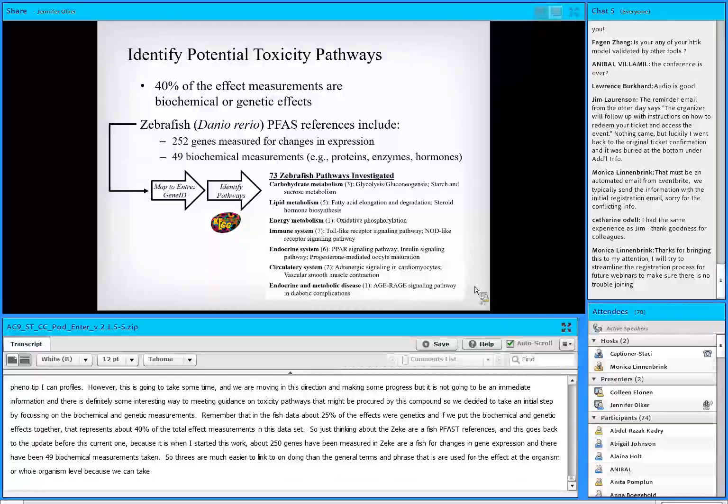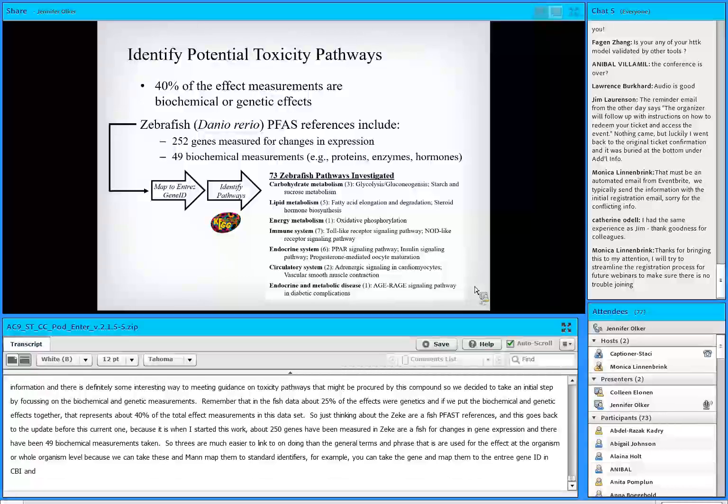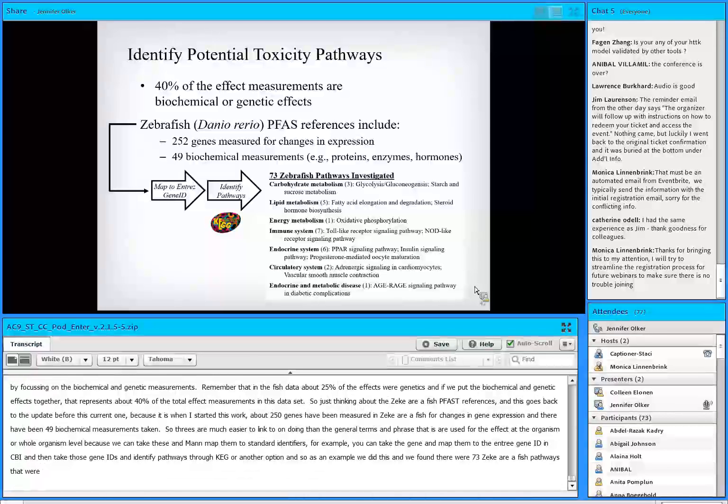For example, we can take the genes and map them to the Entrez gene ID in NCBI, and then take those gene IDs and identify pathways through KEGG or another option. And so as an example, we did this, and we found that there were 73 zebrafish pathways that were investigated based just on the genes that were measured for changes in expression. So this is what was investigated. However, only some of these actually saw significant changes in transcription.